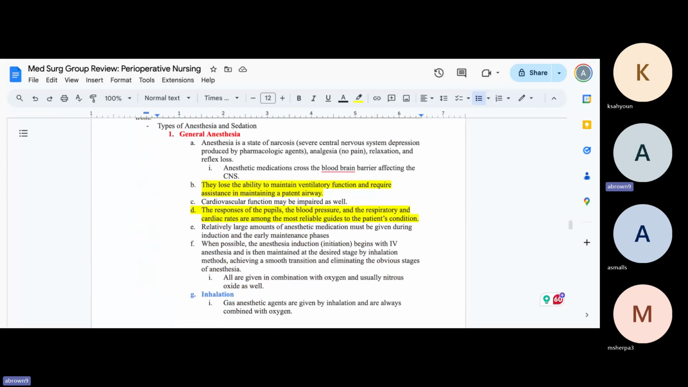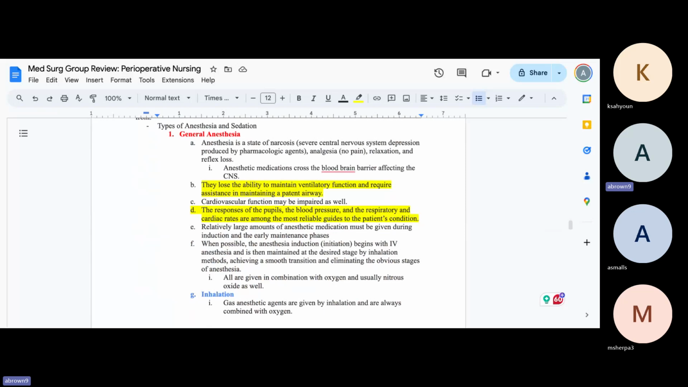Okay, so general anesthesia. Anesthesia is a state of narcosis. So it causes severe central nervous system depression produced by a pharmacological agent. It also produces analgesia, which means the patient is not going to feel any pain at all. It also helps the patient relax, and the patient will not have any reflexes. So they cross the blood-brain barrier and it affects the central nervous system.